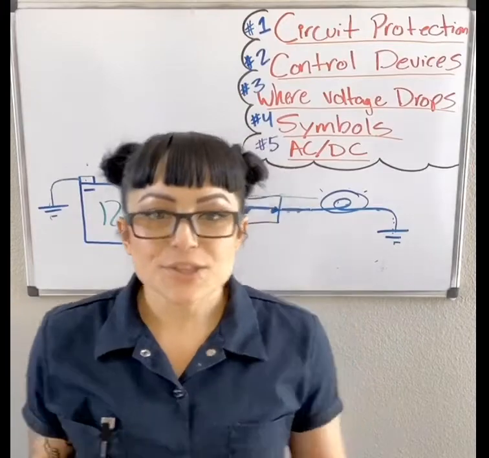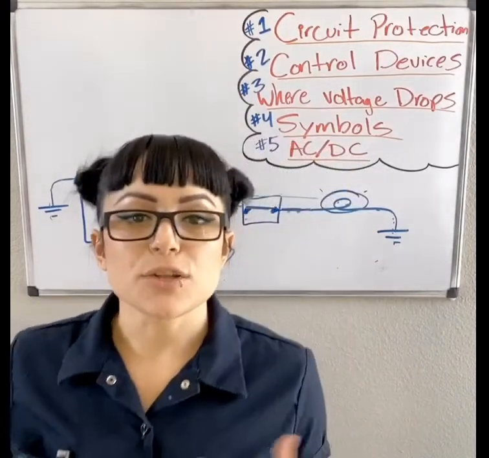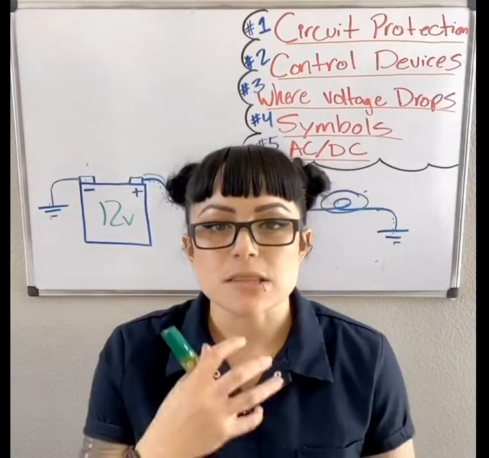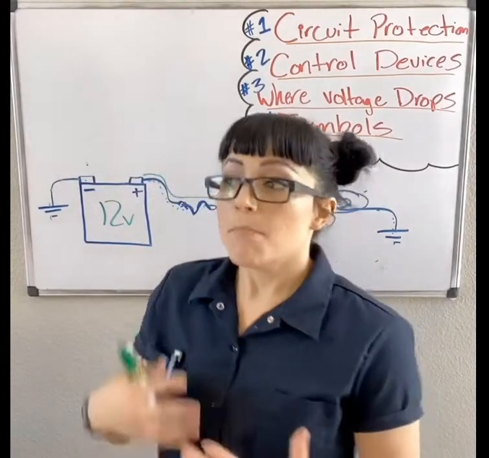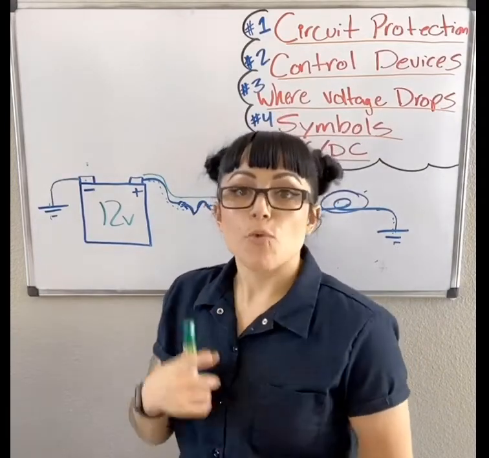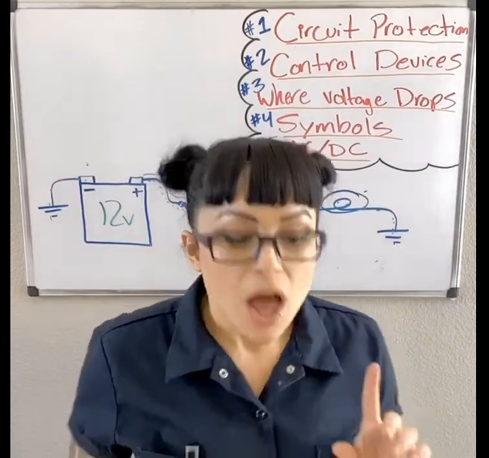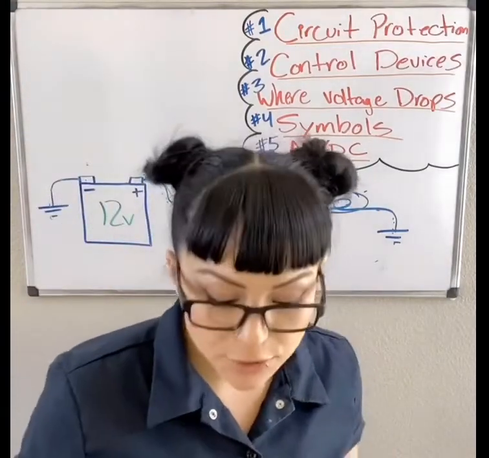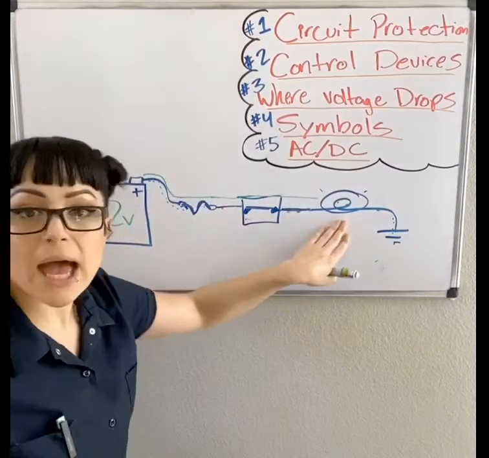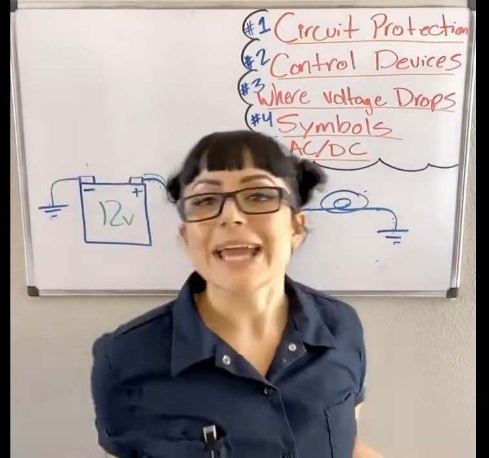The circuit needs a load. It needs something to do. So what is a load? A load is going to produce movement, heat, light, or even magnetism. I'm going to show you a couple of common loads that you'll see. Right off the bat, there's your light bulb. It produces light. It is a load.